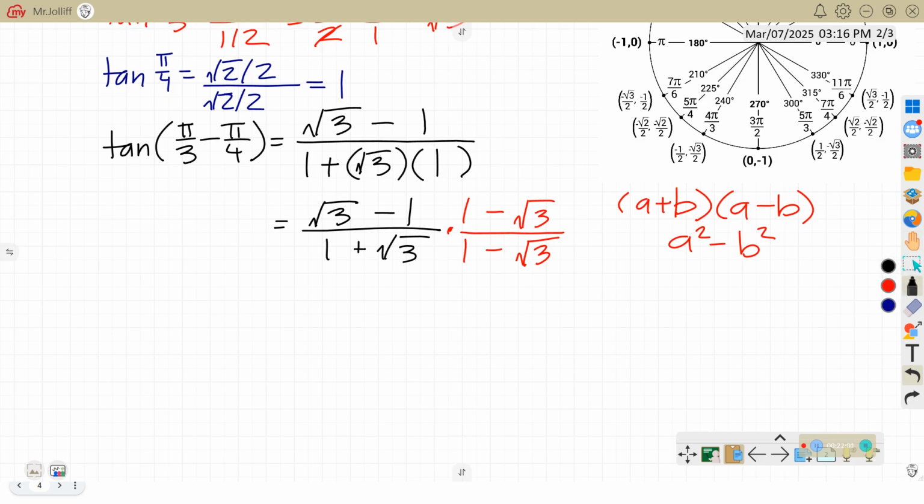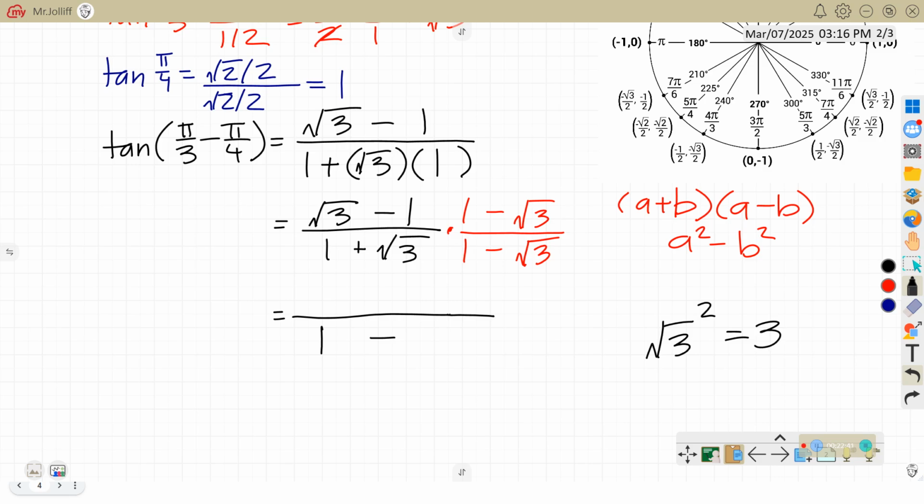So let's start with the denominator, the easy part. In the denominator, I know that this should be first term squared minus last term squared. So 1 squared is 1. Minus, what is the square root of 3 squared? Square root of 3 squared. What is this? 3, yeah.